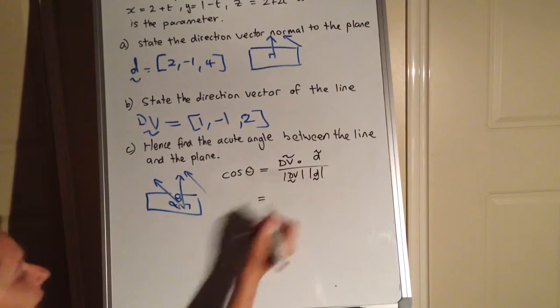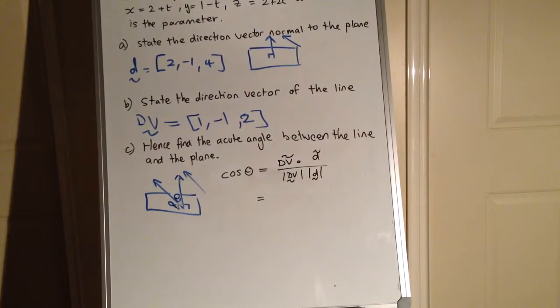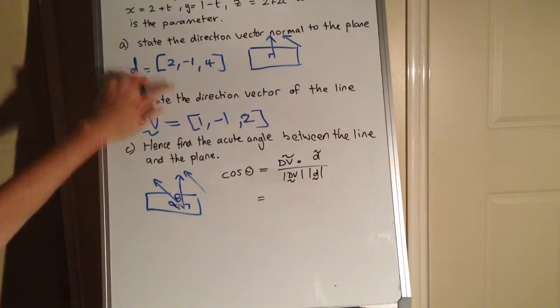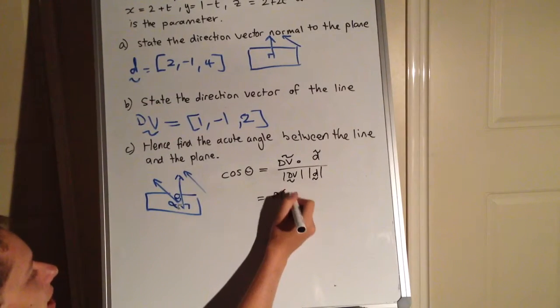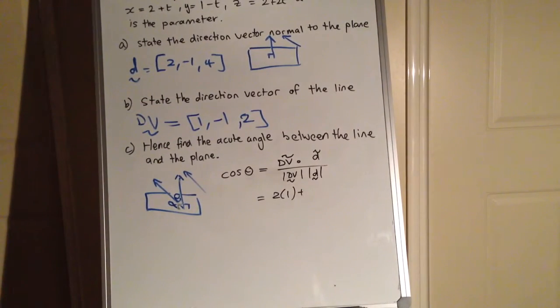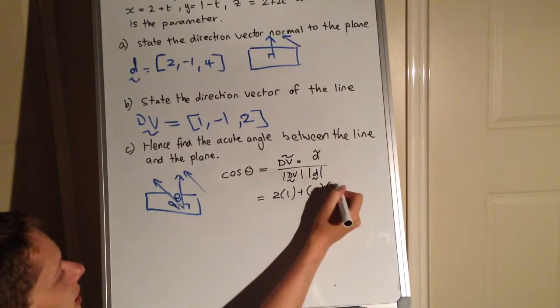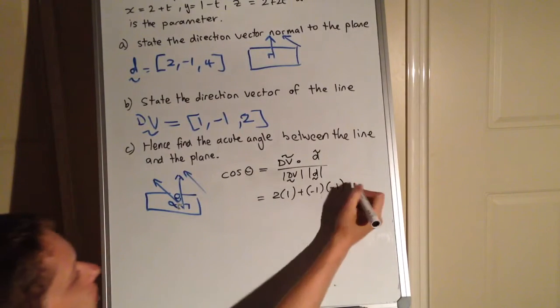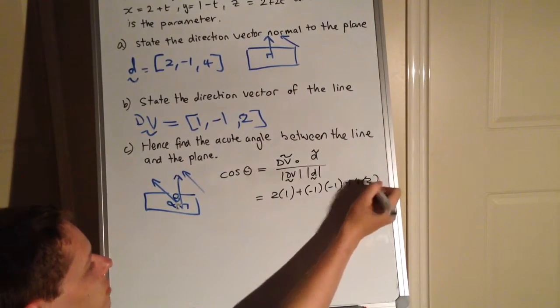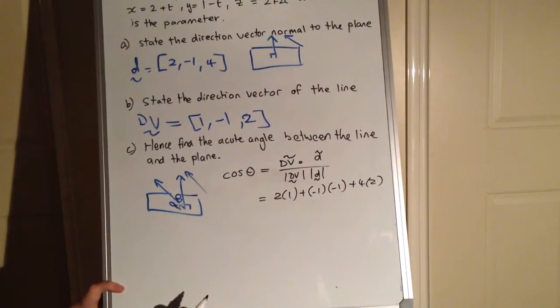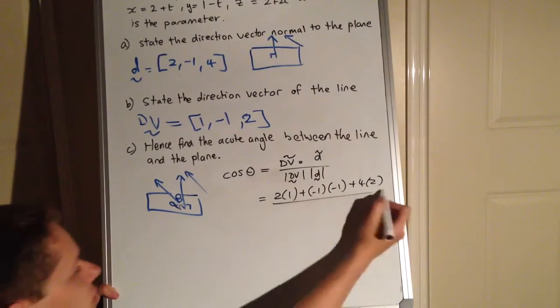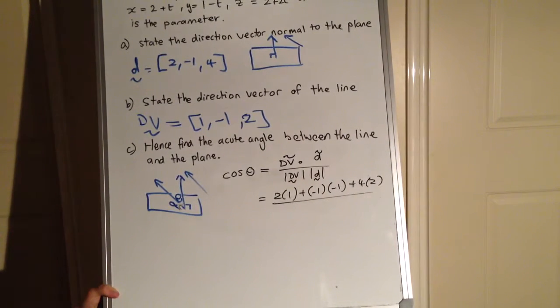And we know that the dot product, in this case, is going to be 2 times 1 for the x component. Again, we just multiply our components together and then we sum them. And then we've got negative 1 times negative 1. And then we've got 4 times 2. And again, it's just based on the standard dot product formula, doing the dot product of those two vectors. And then that's going to be over the magnitude.